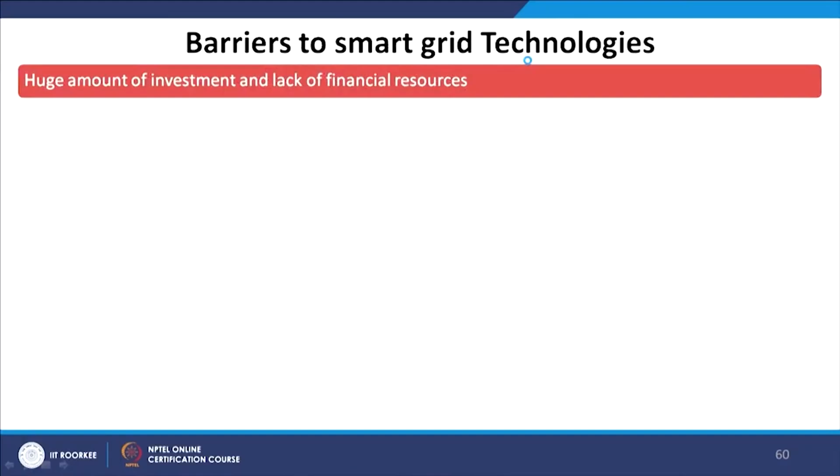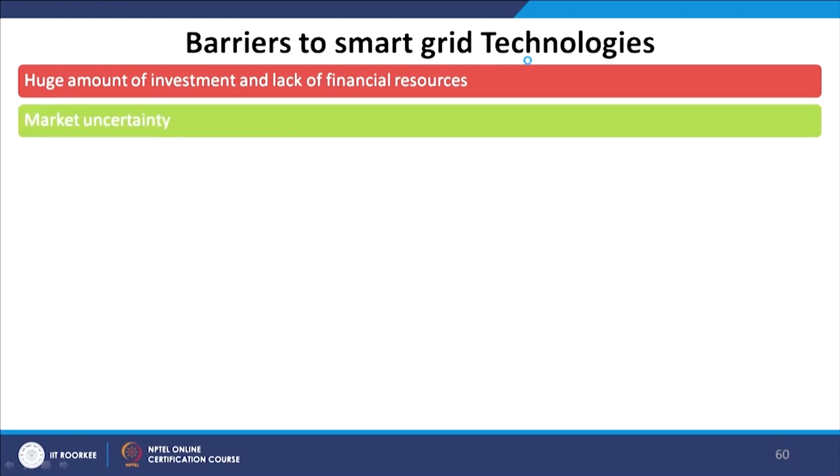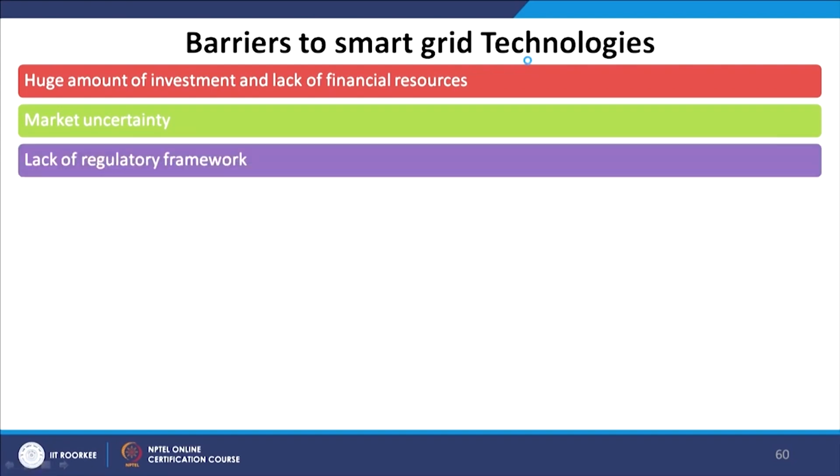But though the IEEE standards suggest recommendations for smart grid development, there are a few barriers for smart grid technologies too. One of the major barriers is a huge amount of investment and lack of financial resources, because we need to invest a lot to make our grid smarter. Market uncertainty: we do not know how the market is moving. Lack of regulatory frameworks: no very strong established framework is in place today.